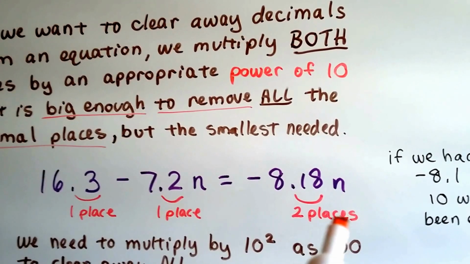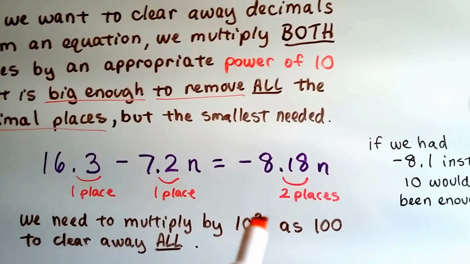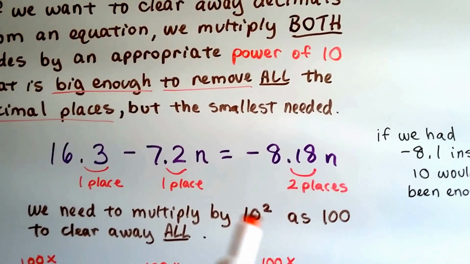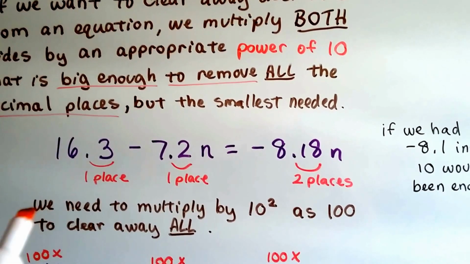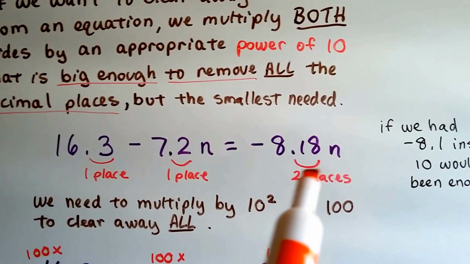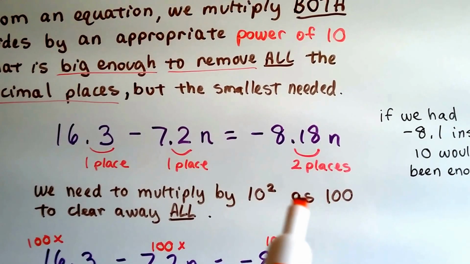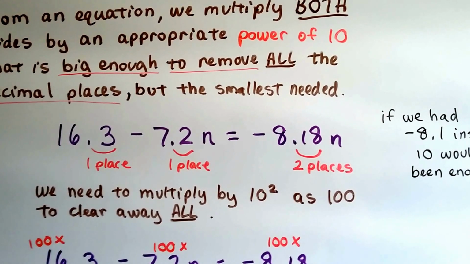That's got two decimal places. So that tells me we're going to have to multiply by 10 to the second power, as 100. That's what 10 to the second power is, remember? And that'll clear them all away. So we need to get one that's big enough to remove them all. So that has to have two zeros, right? As 100. But it's the smallest one needed.